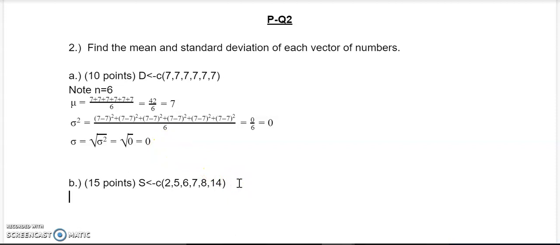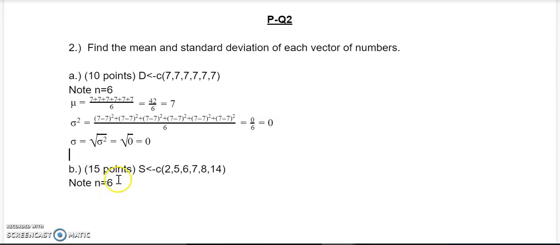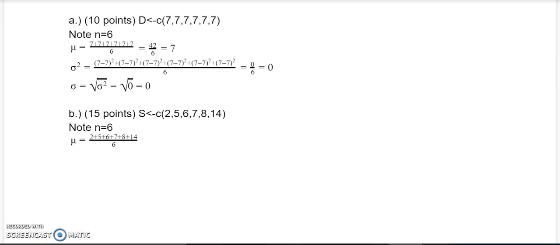Okay, so part B, if you count the values here, you got 1, 2, 3, 4, 5, 6. So n is 6 here also. Okay, so let's start computing the mean. The mean will be just adding up all these numbers, dividing by 6. So doing that, we get this then.